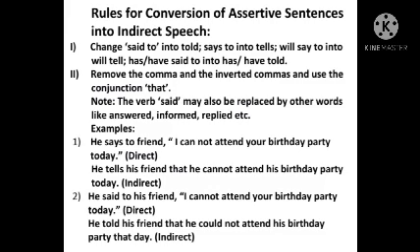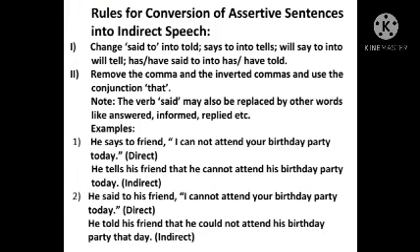Children, these were the general rules which are applicable in all kinds of sentences. Now, for different sentences, different rules are there. So, let's begin with assertive sentences. First rule, change said to into told, says to into tells, will say to into will tell, has or have said to into has or have told. Second thing, remove the commas and inverted commas and apply the conjunction that.